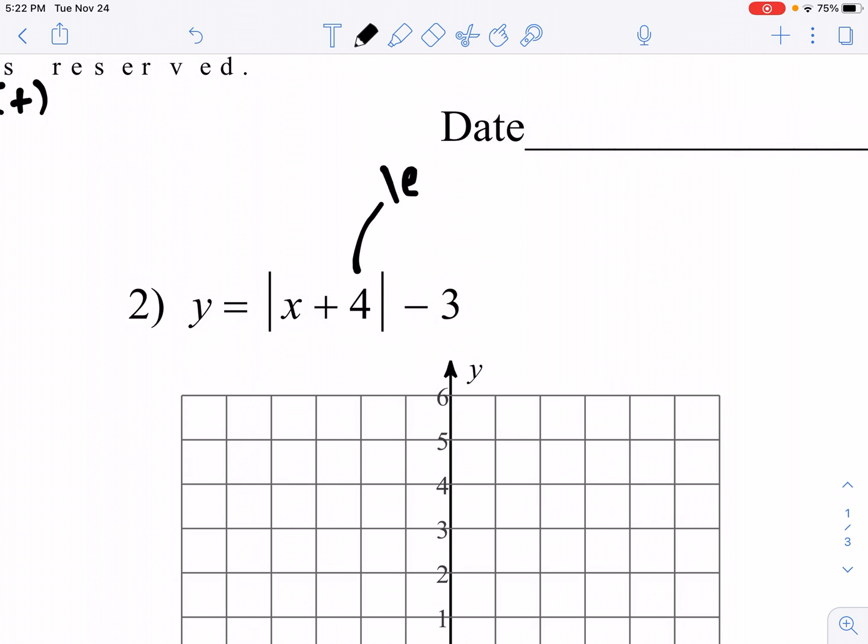So this is left 4. And outside the fence is up and down since we're subtracting. Okay, whoops, I forgot to put left 4. Since we're subtracting, we're going down 3. Okay, so we're going left 4 and down 3.